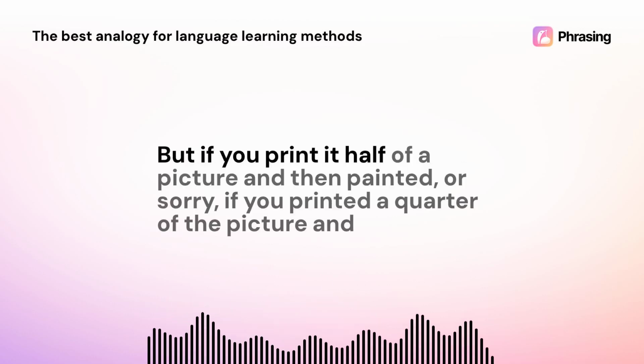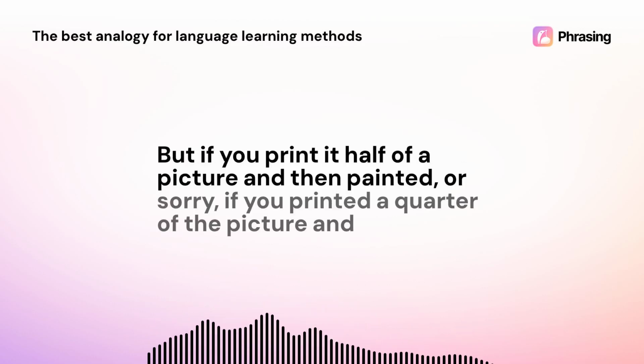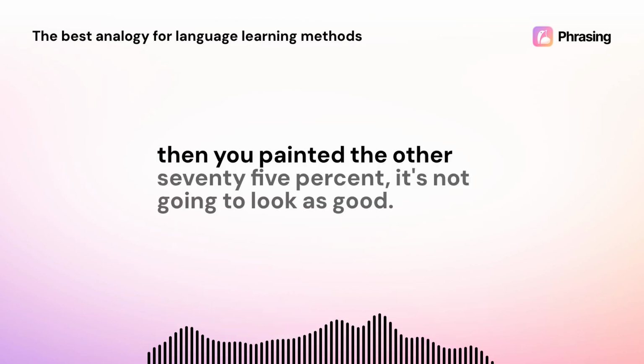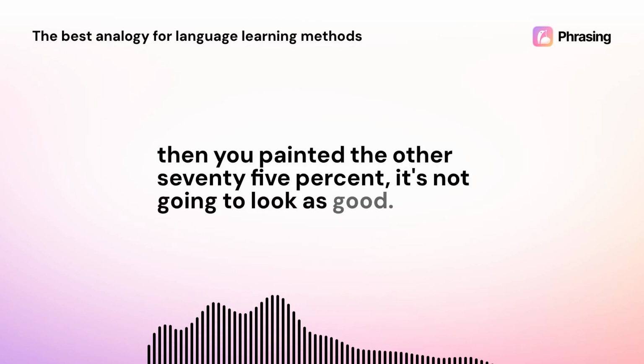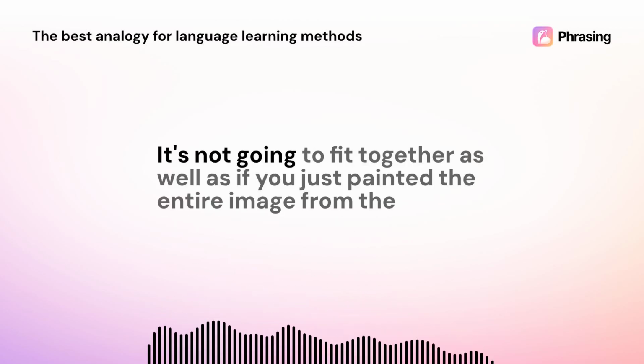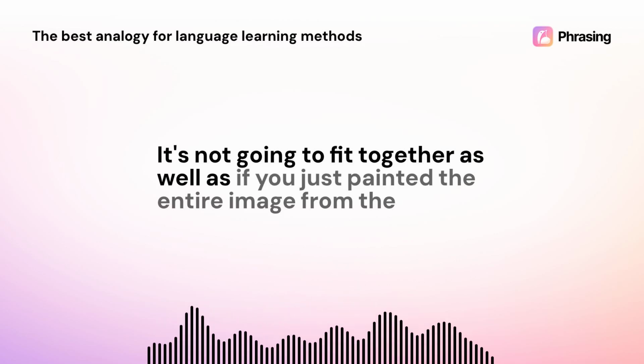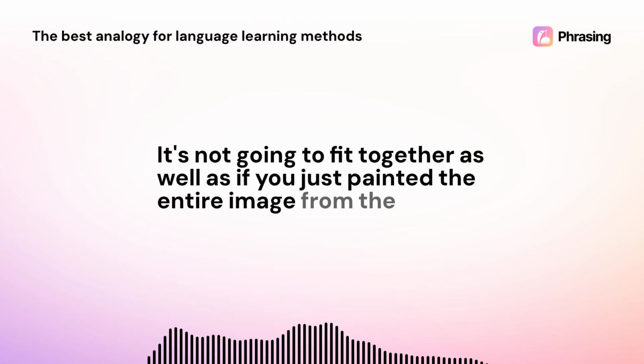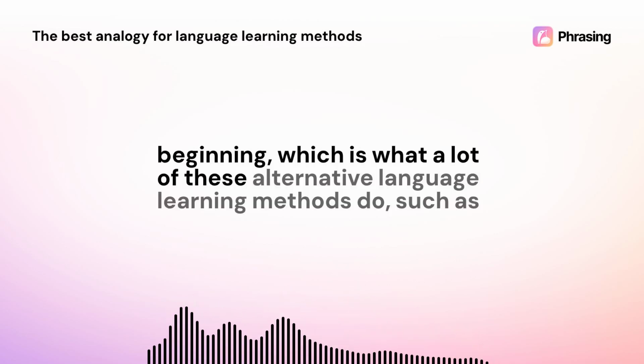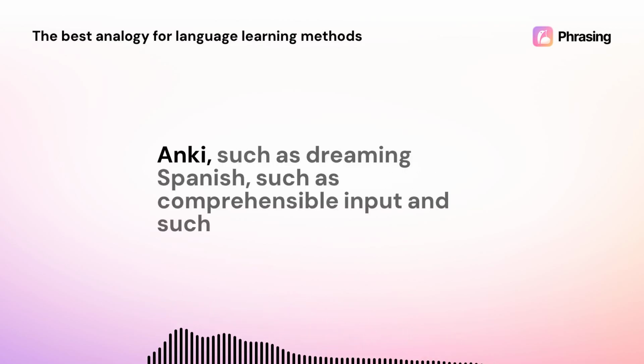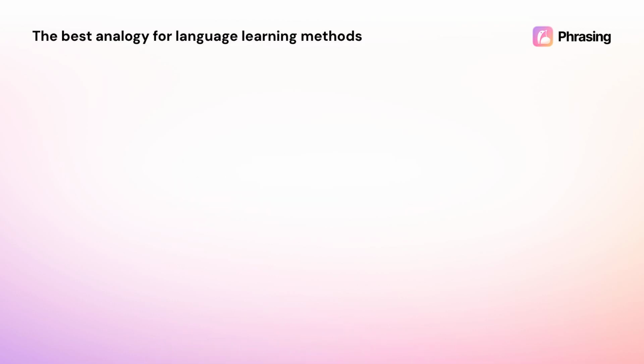But if you printed half of a picture and then painted, or even, sorry, if you printed a quarter of the picture and then you painted the other 75%, it's not going to look as good. It's not going to be as seamless. It's not going to fit together as well as if you just painted the entire image from the beginning, which is what a lot of these alternative language learning methods do, such as Anki, such as Dreaming Spanish, such as Comprehensible Input, and such as phrasing.